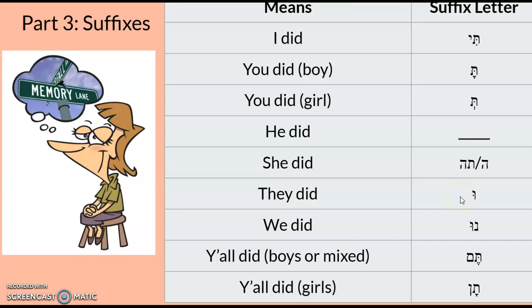U at the end without the prefix means they did it. Nu at the end means we did it. Tem at the end means y'all did it. And ten is y'all did it for girls. Tem is all boys or mixed. Ten is just girls. For most shorashim, all these words are very, very consistent and they always apply.